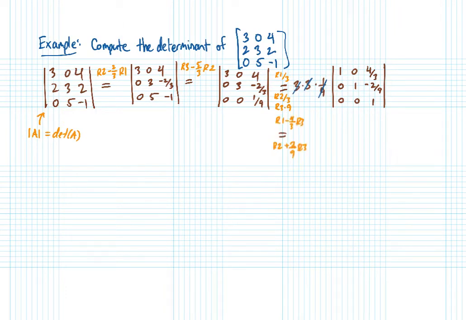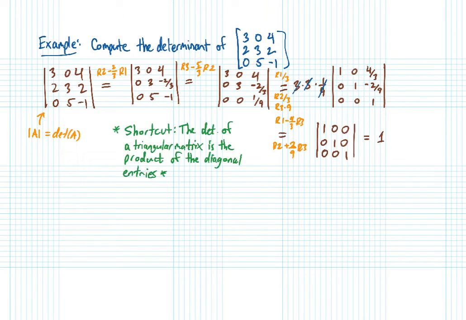And then finally, we would want to use row 3 to eliminate the entries above the pivot in the third column. And again, this is an operation that doesn't change the determinant. And finally, we have the identity matrix, which we know the determinant of the identity matrix is 1. And so that's the final answer. The determinant that we wanted to compute is 1.